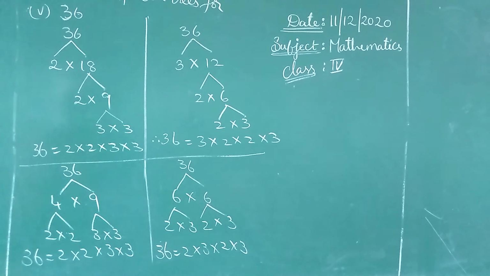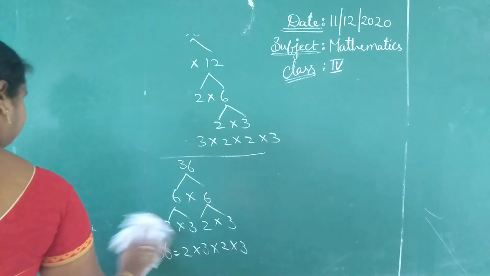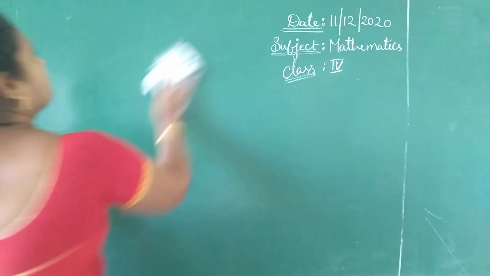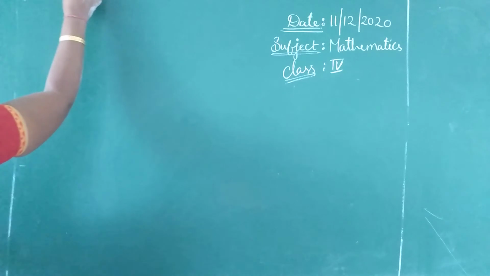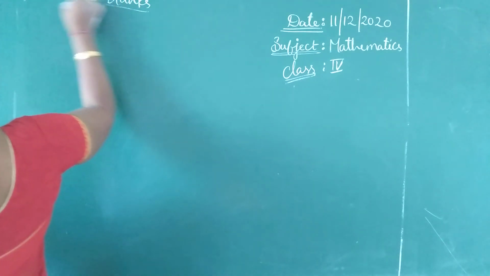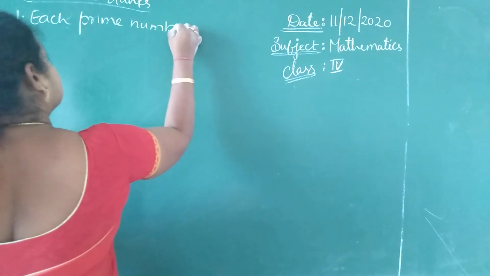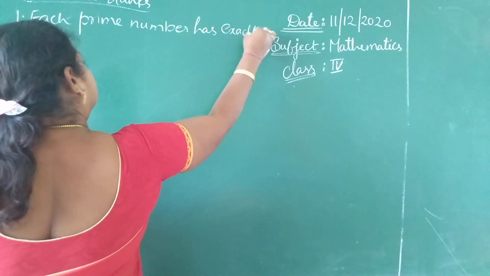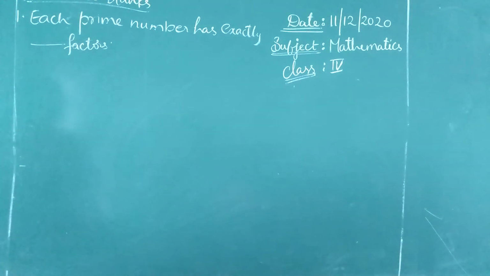Next, exercise 5.4, fill in the blanks. First one: each prime number has exactly dash factors. Every prime number has exactly 2 factors.